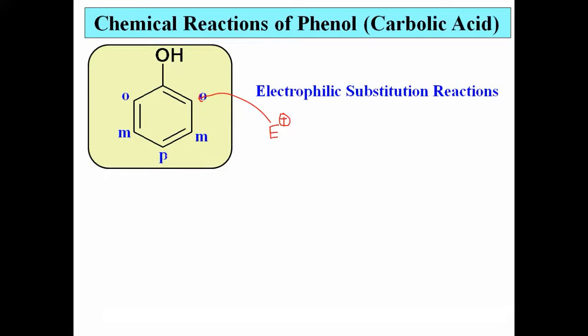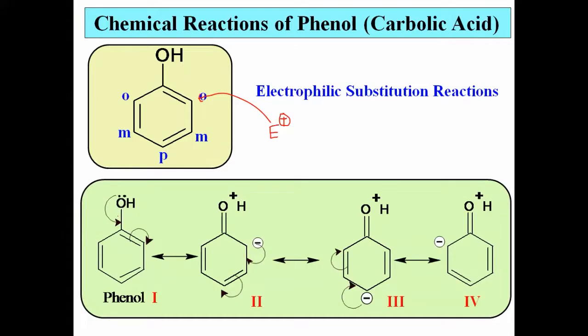We can explain electrophilic substitution on the basis of the resonance effect in phenol. We have studied the resonating structures of phenol. In OH, there is a lone pair of electrons. It is delocalized in the benzene ring, and we get a number of resonating structures. Now what is the conclusion from these resonating structures? Structure number 2 has a negative charge on the ortho position. There is a negative charge, meaning an electron pair, at the ortho position.